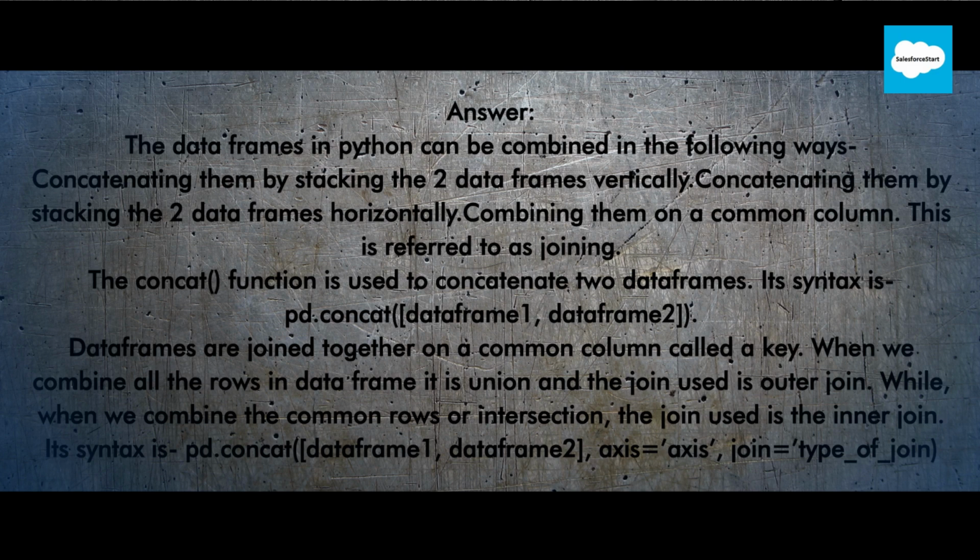Dataframes are joined together on a common column called a key. When we combine all the rows in dataframe, it is union, and the join used is outer join. While, when we combine the common rows or intersection, the join used is the inner join. Its syntax is pd.concat(dataframe1, dataframe2, axis=axis, join=type_of_join).